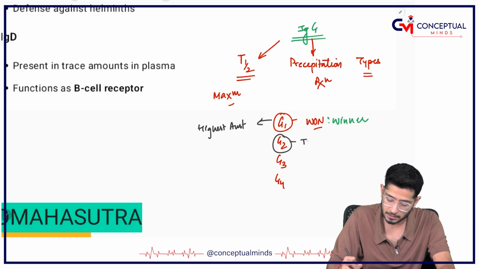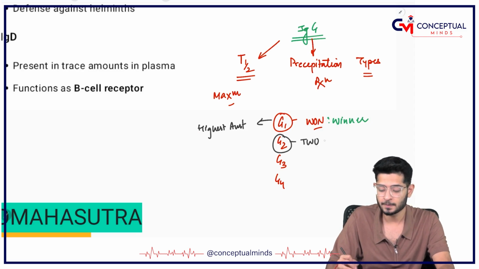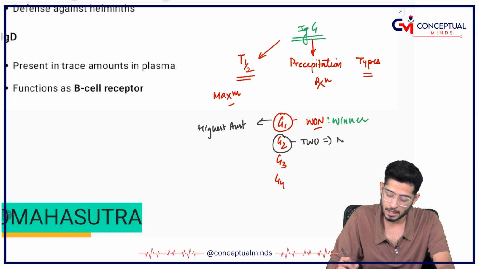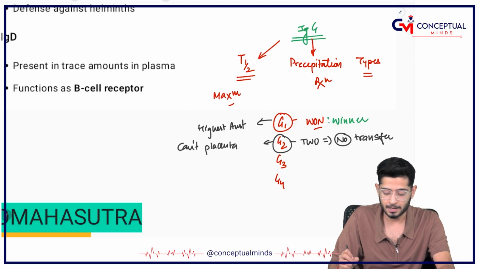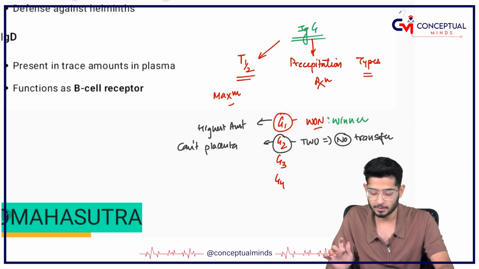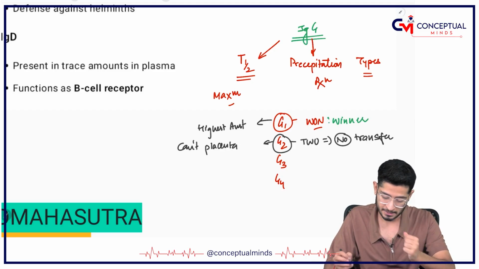2 means they are not going to go. 2 has no transfer. No transfer means they can't cross the placenta. So every G can cross the placenta, but G2 can't cross the placenta.